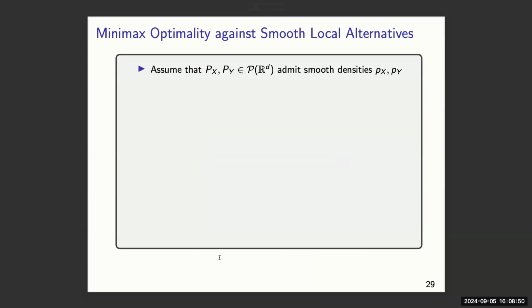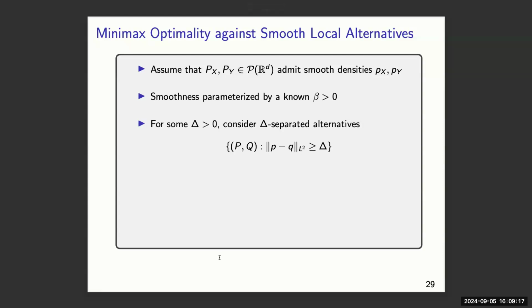I will first explain the result in words, and then I will introduce the more formal statement, which has lots of notation. The idea is that we'll fix the domain to R^d, and we want to look at distributions which admit densities, and these densities are smooth. The smoothness will be parameterized by some parameter beta. Think of this beta as characterizing the number of derivatives the densities have.